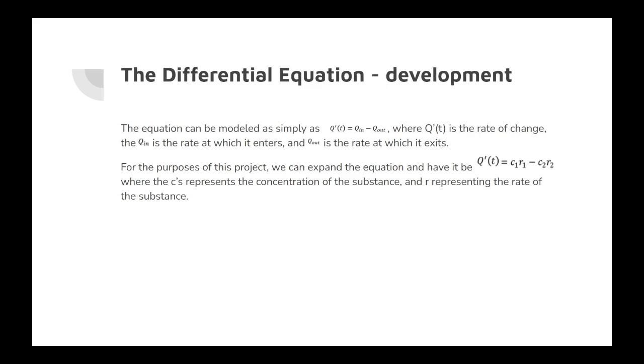For this project though, we will expand the equation and have it be dQ/dt equals C1 R1 minus C2 R2, where the C's represent the concentration of the substance and R representing the rate of the substance. And so C1 R1, as you would imagine, would be the concentration and the rate of the substance at which it enters, minus the C2 R2, which is the concentration and the rate of the substance at which it exits.